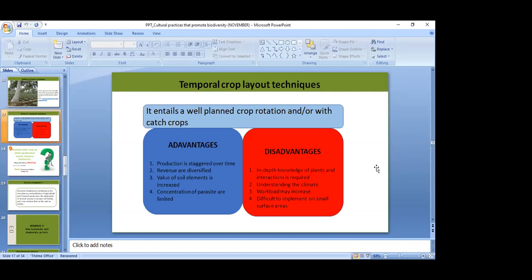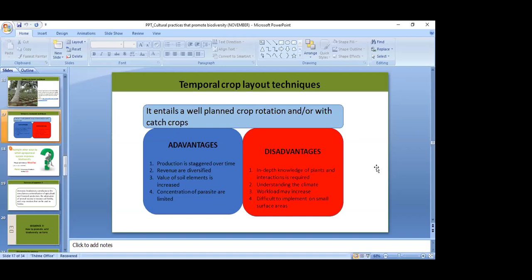Then value of soil element is increased. The value of soil elements will surely be increased. Just like we mentioned the other time, the crops we are cultivating are seasonal when it comes to temporal crop layout. The rainy season that makes crops to be much will definitely affect the soil. The deposit of nutrients in the soil will also be much. And the dry season will have the same too. So the value of soil element will also increase in the case of rainy season.